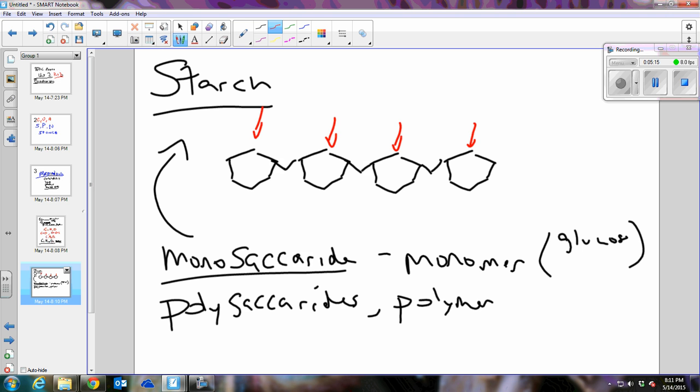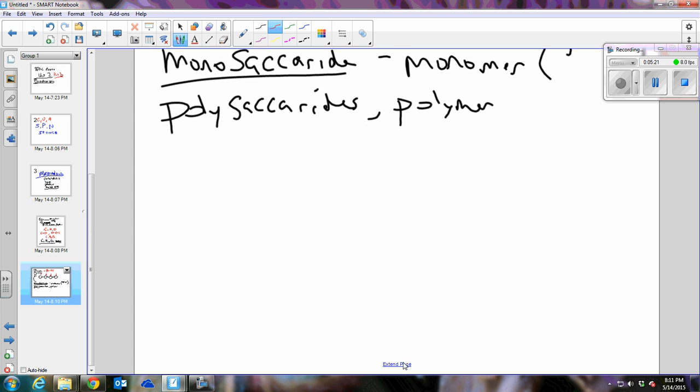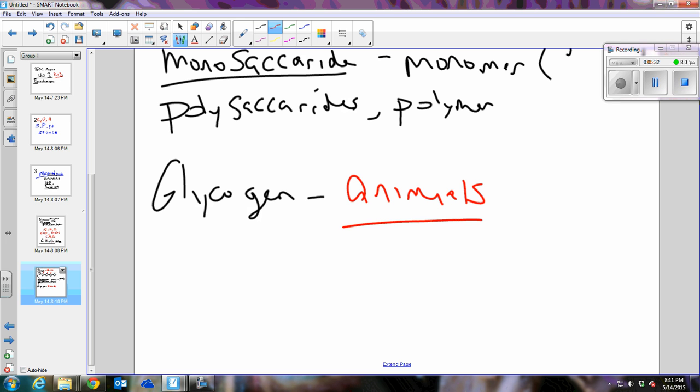So starch is how plants store carbohydrates. Glycogen is how animals store carbohydrates.